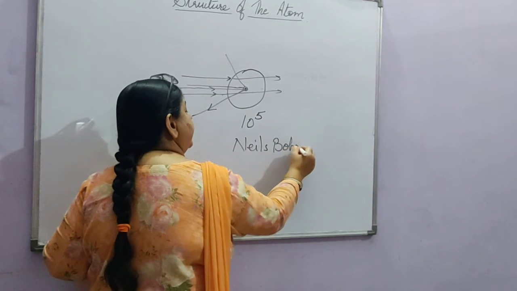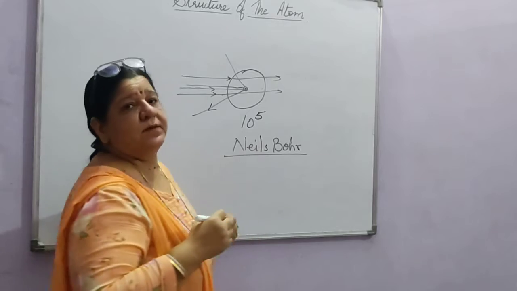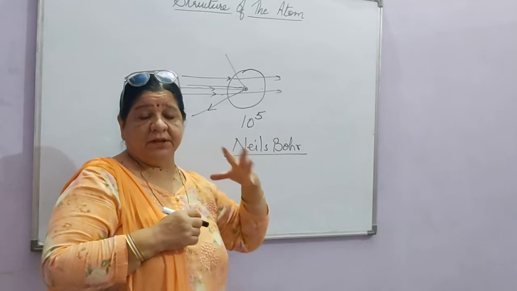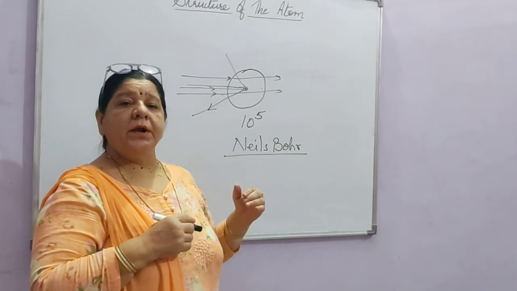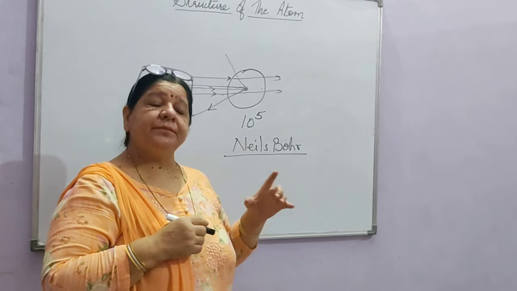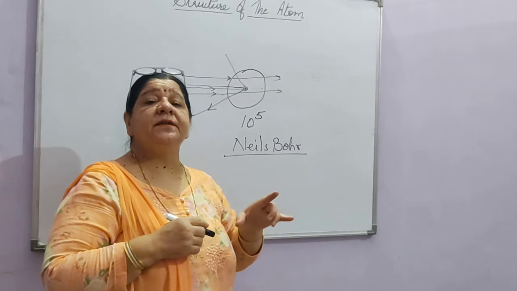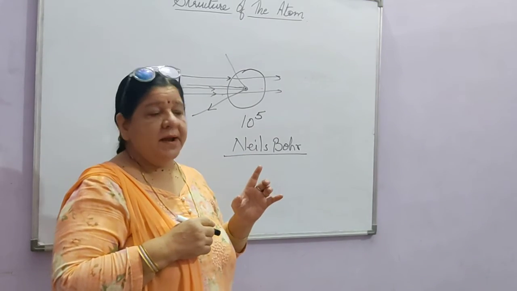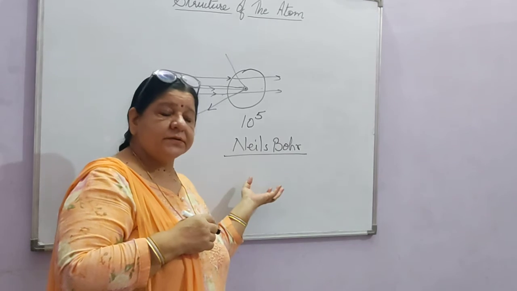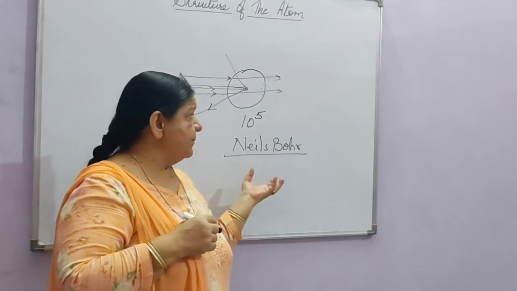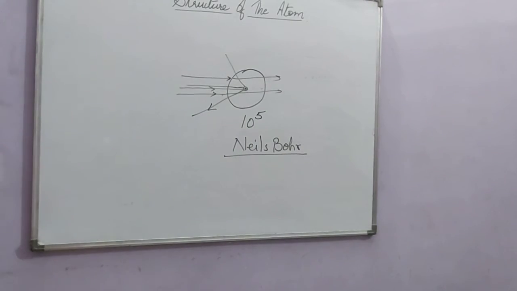he gave a theory which was approved, a model of the atom. According to him, electrons always move in discrete orbits, right? They have their fixed numbers. Discrete orbit means they have their fixed number and they move according to that. So this Niels Bohr's theory was accepted, right?